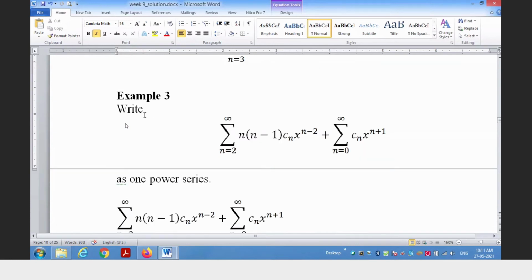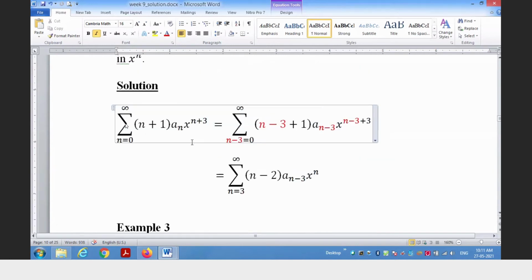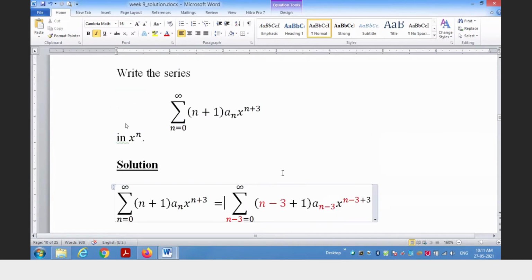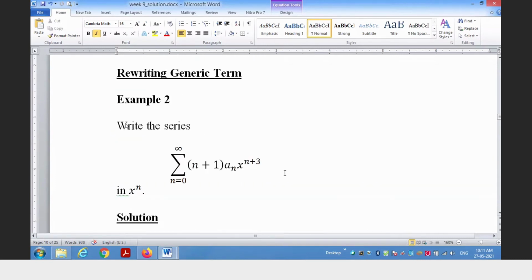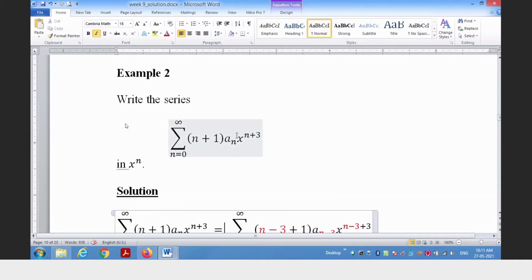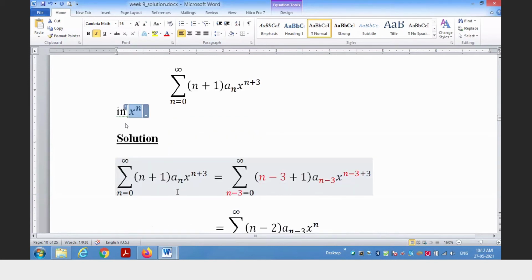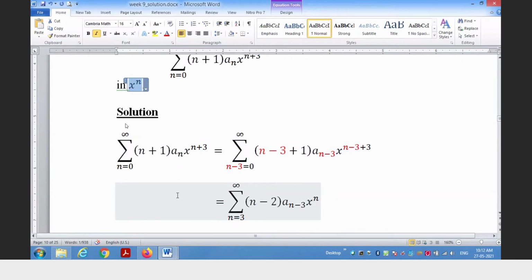Okay, example 3. Before I proceed, are there any questions? If you want to convert from this power to the given power, in this case x power of n plus 3 to x power of n. Any questions so far?